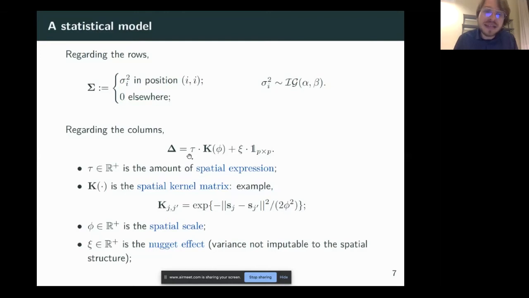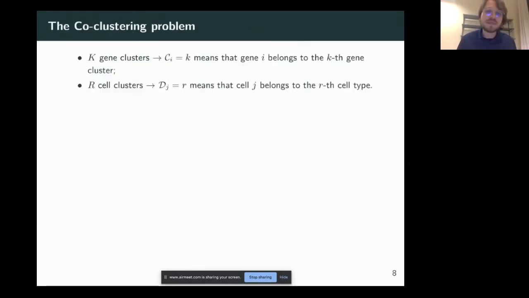And the idea is that this tau parameter is positive and represents the spatial expression that we have inside the data, while this psi is a nugget effect, so a part of the variability which cannot be imputable to the spatial structure.